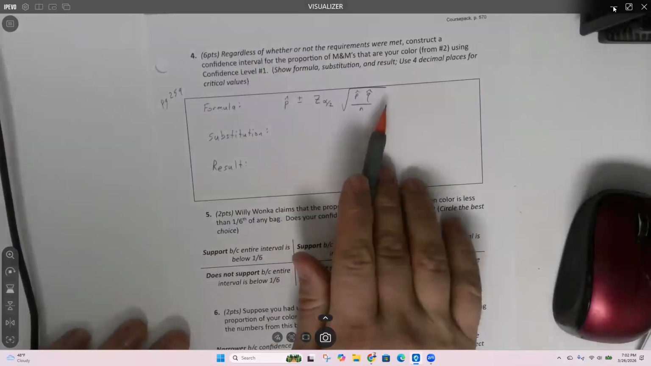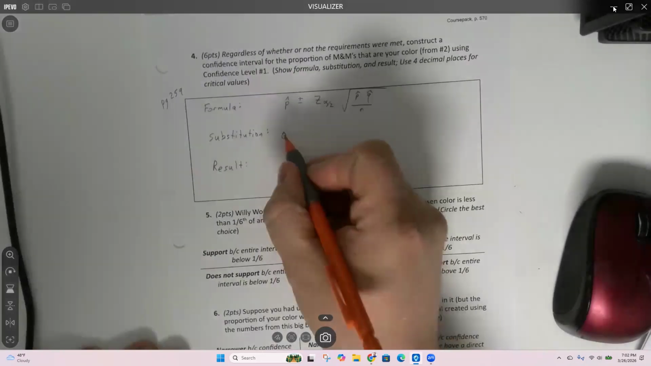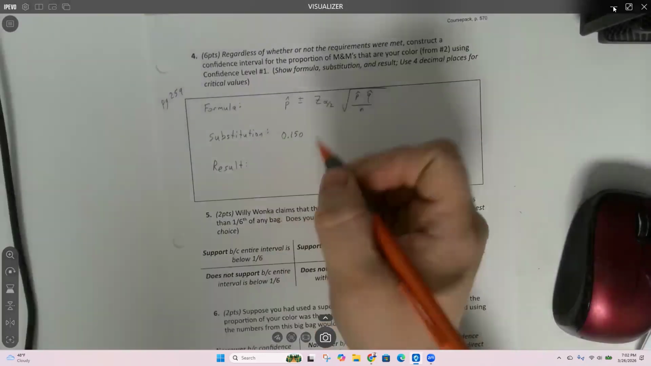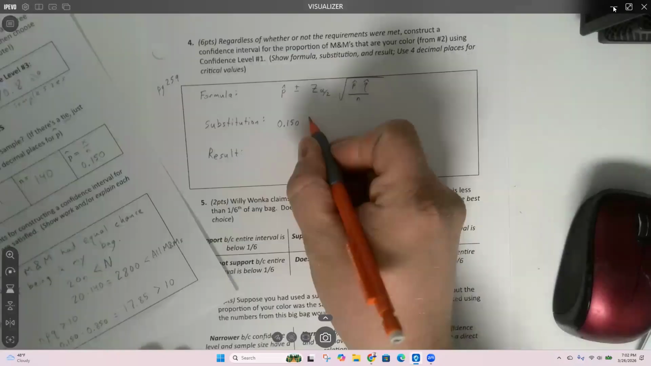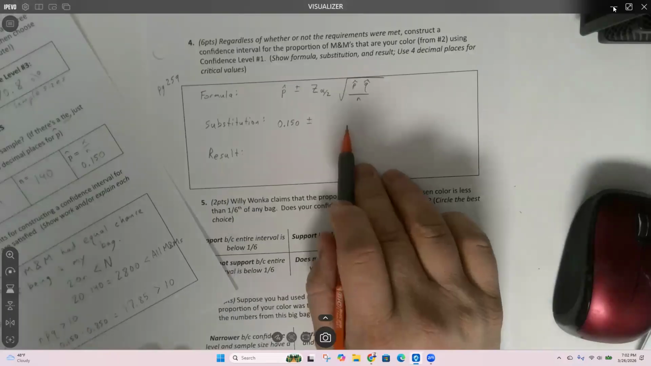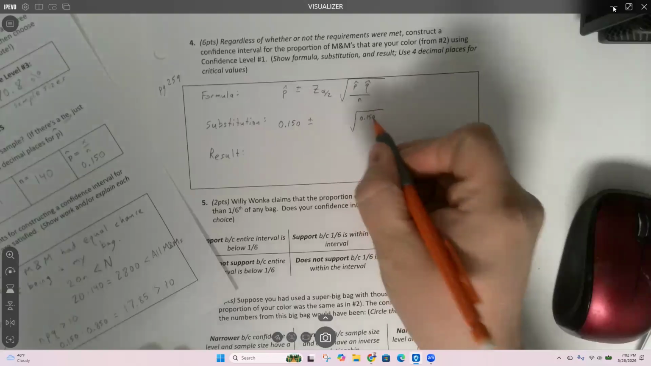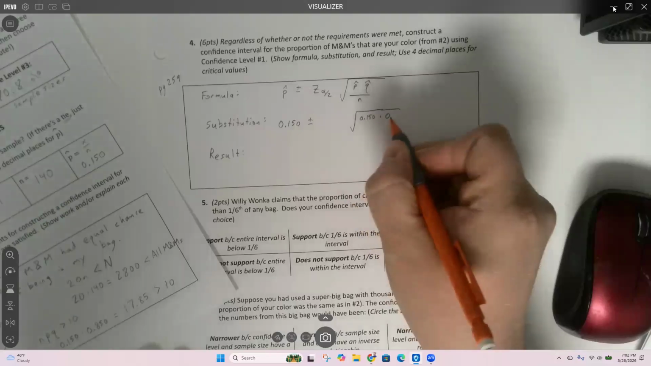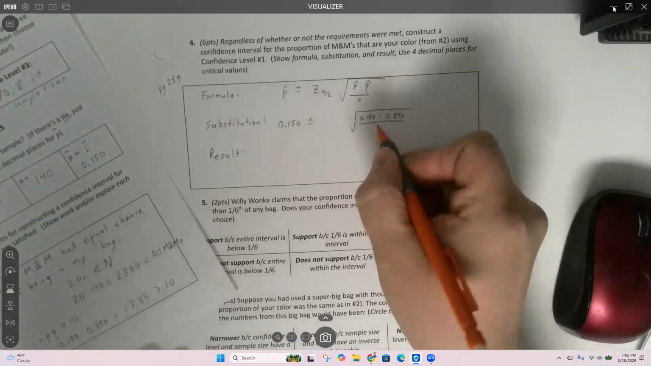Substitution, I'm going to replace all the letters with numbers. So my p hat was 0.150. Yours is different, which is fine. Plus or minus. I'm going to leave Z alpha over 2 blank for the moment and come back to it. My p hat was 0.150, my q hat was 0.850, and my n was 140.